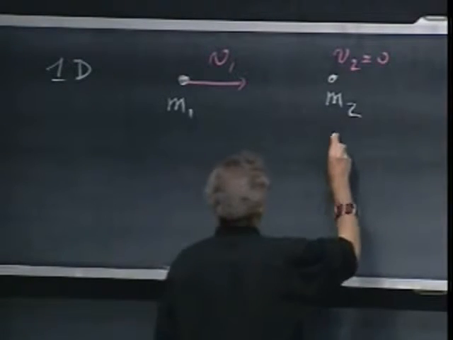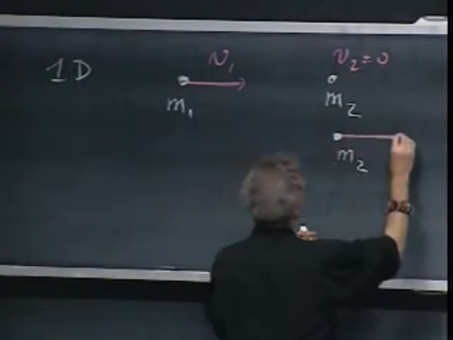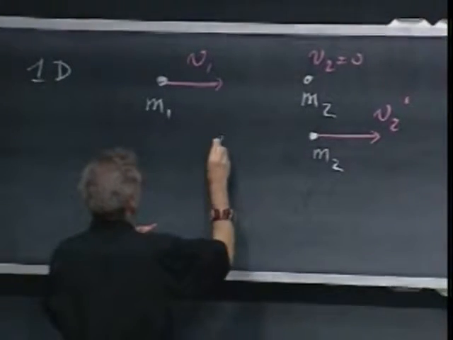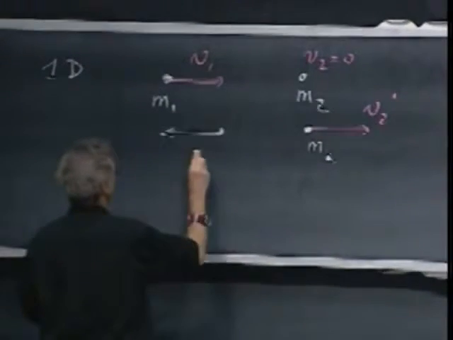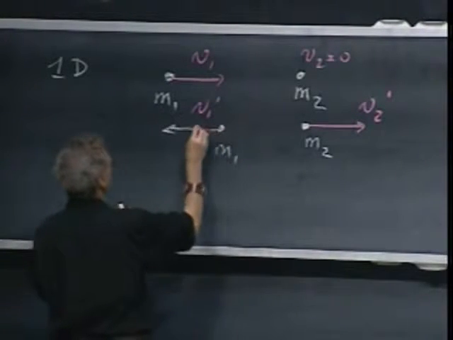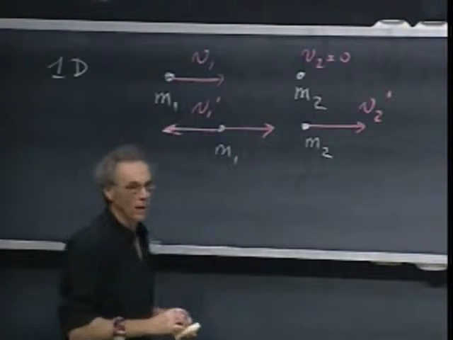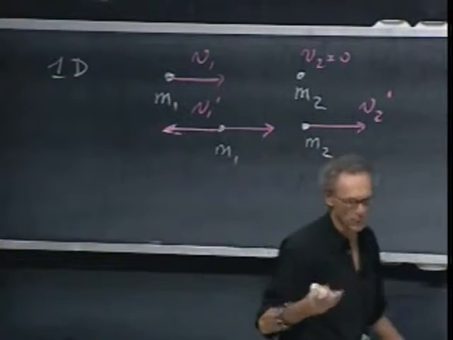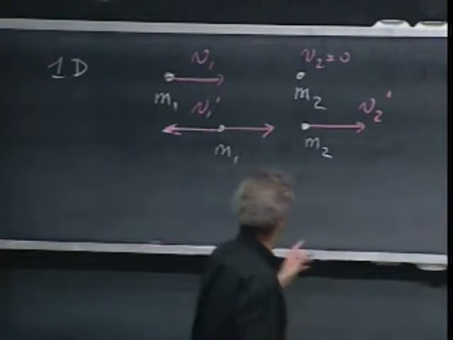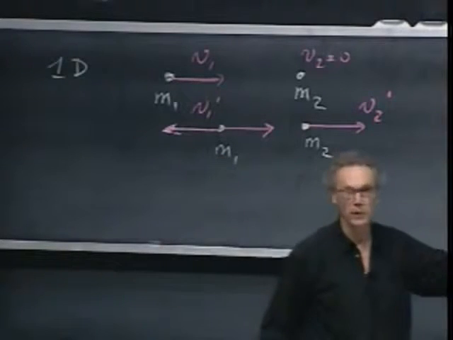After the collision, M2 has a velocity v2 prime, and M1, let it have a velocity v1 prime. I don't even know whether it's in this direction or whether it is in that direction. You will see that either one is possible. To find v1 prime and to find v2 prime, it's clear that you now need two equations.